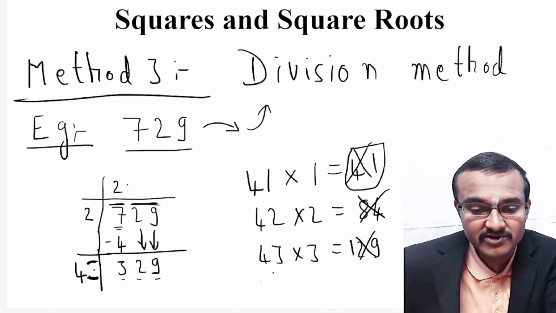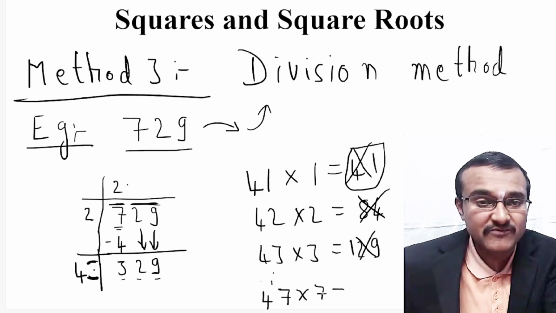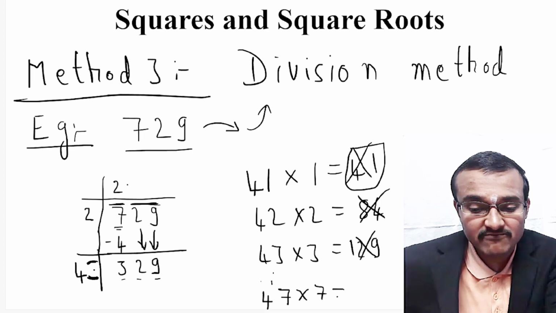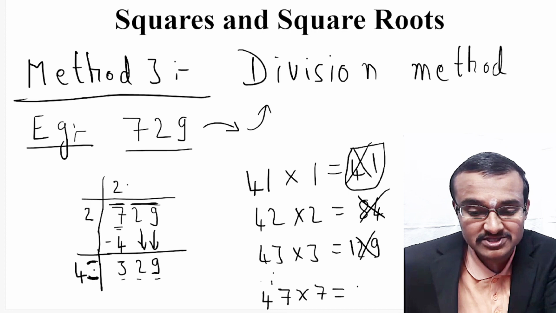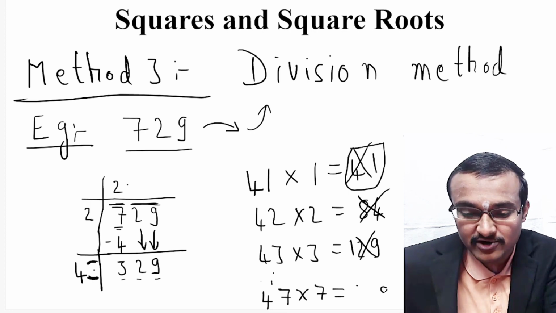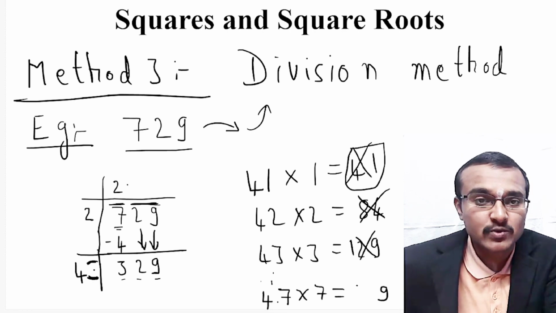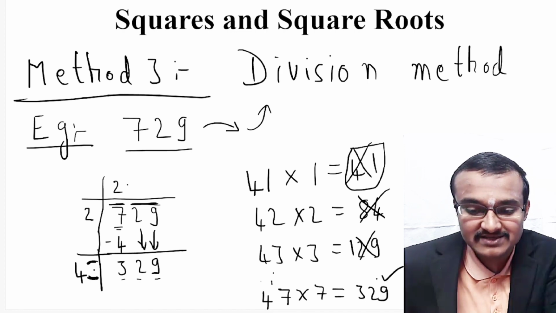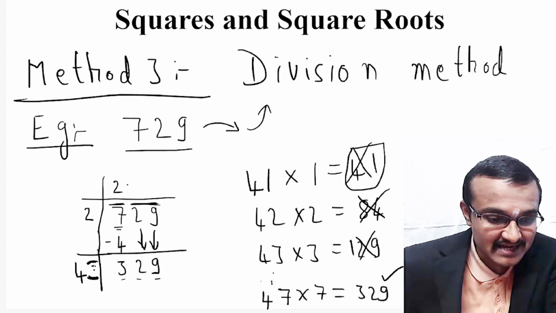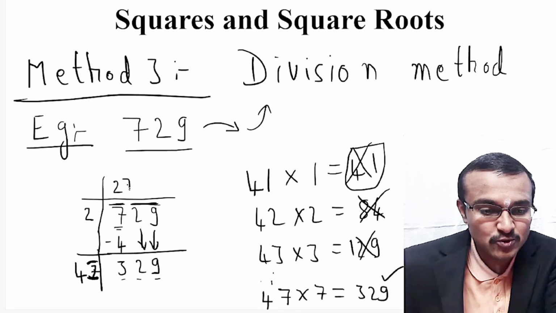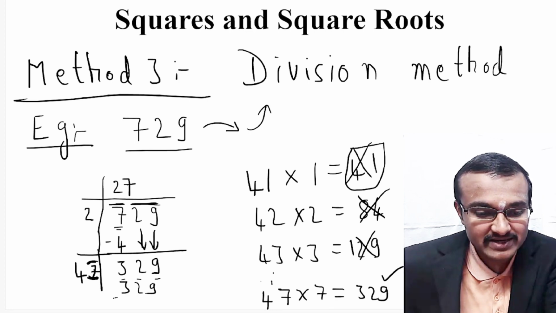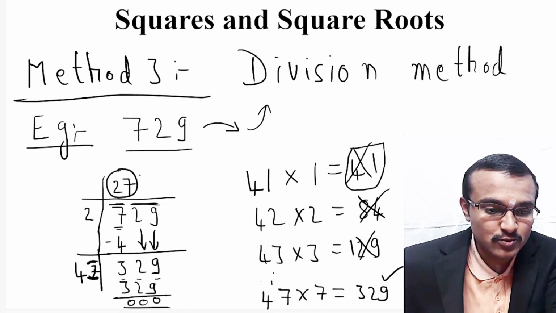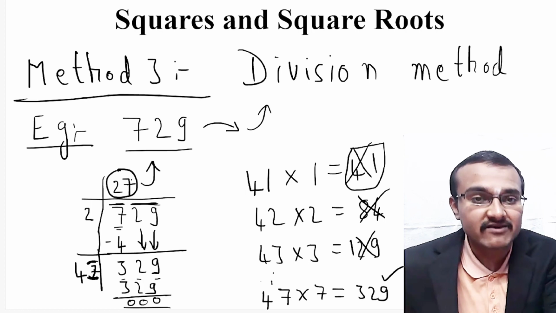So like this, if you go on performing up to 7. So when you put 7, it will become 47 into 7. So 47 into 7 will be equal to 7 7s are 49, 4 carries, 7 4s are 28. 28 plus 4, 32. So 32. So now you are getting 329. That means in this empty place I should put 7 and in this quotient I should put 7. So 47 into 7 will be 329. So now you are getting 0. So that shows this particular 27 is the square root of 729.